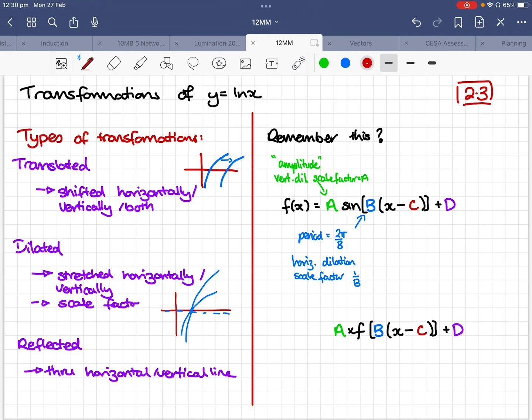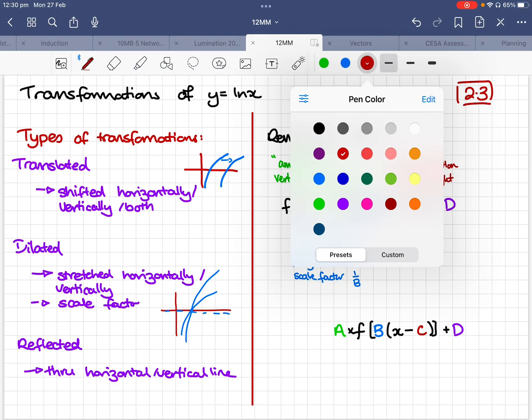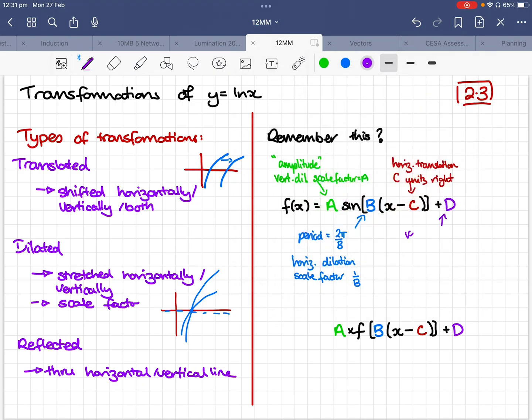For C, this is our third parameter. This is now changing our horizontal position. We have a horizontal translation, and we're moving C units to the right. Just notice how we do have a negative in here. B and C kind of do things opposite to what A and D will do, so just be mindful of that. So C is a horizontal translation. Finally, D is our vertical translation.